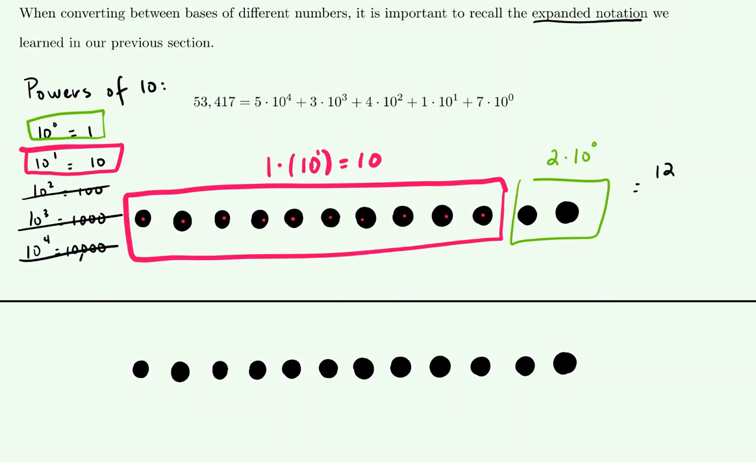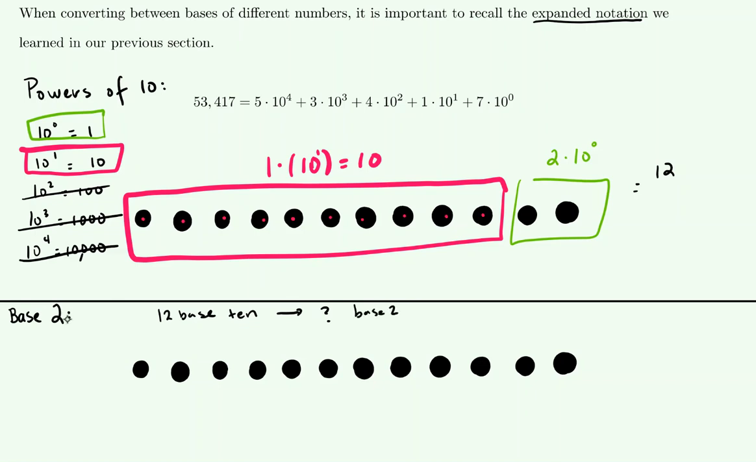Now, if we wanted to express these same 12 dots in a different base system, let's first start with base 2. Whenever we're thinking about expressing this as a base 2 number, so we're going to go from 12 in base 10 to, we'll figure out what digit represents that in base 2.